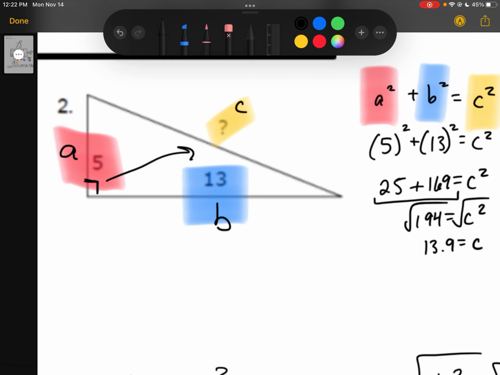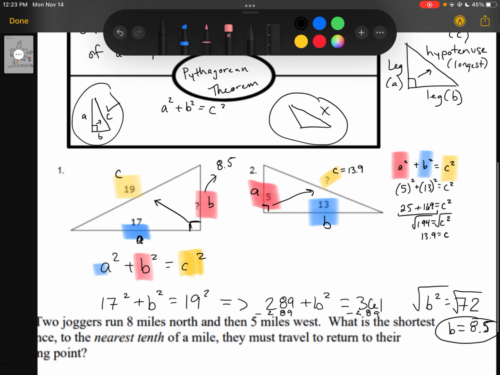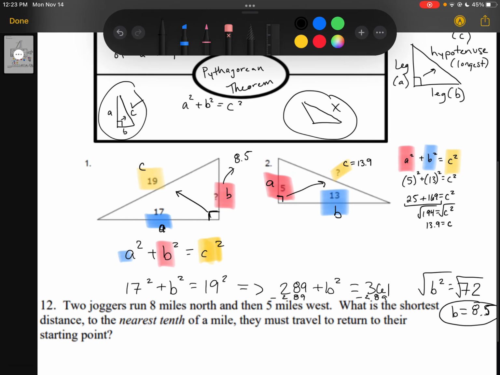So that's how we have it set up here. And again, we are in good shape. Always good to double check that your hypotenuse is your longest side. So 13.9, that is the longest side of this triangle. So good to see that we have all the obvious things there. So basic mechanics for doing the Pythagorean theorem: identify the sides and then plug into the formula.